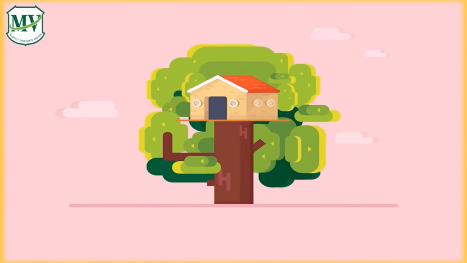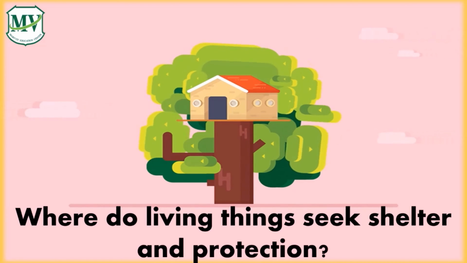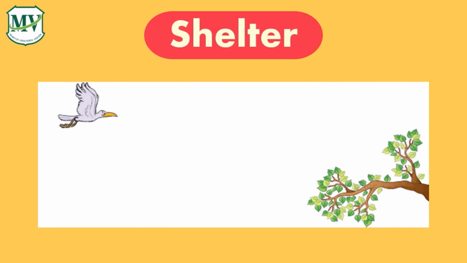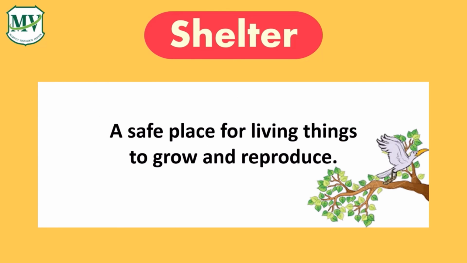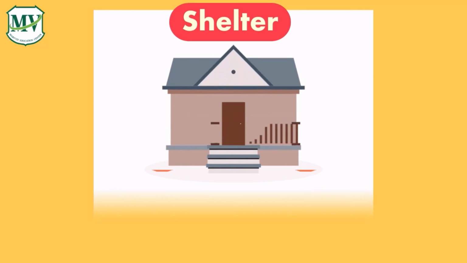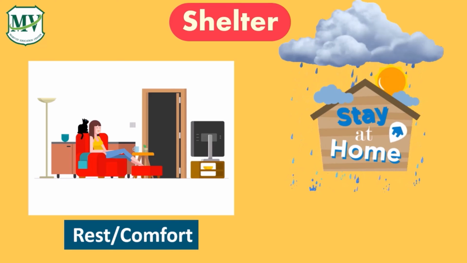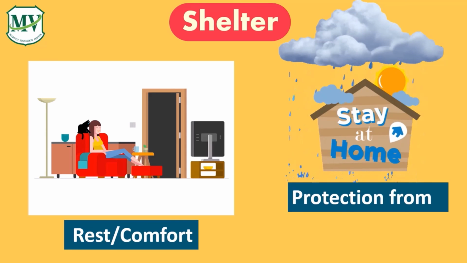As we have mentioned, living things all need shelter. Now, where do you think living things seek shelter and protection? Let's define first what is a shelter. A shelter is a safe place for living things to grow and reproduce. We all live in our homes. All living things need shelter. Shelter provides us rest and comfort. Shelter also provides protection from weather and our enemies.